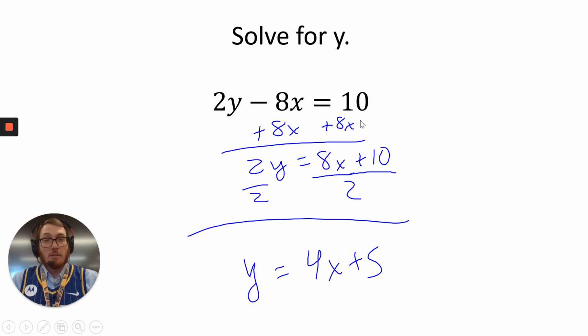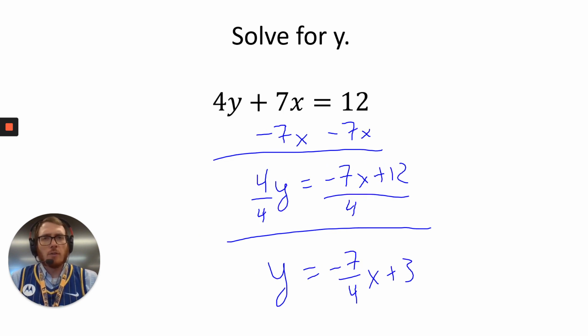I can't combine those two things because there's still this plus 10 here that doesn't have a variable. Then if I were to solve for y and get y by itself, I would have to divide by 2. And then that would be 8x divided by 2, which is 4x, and 10 divided by 2, which is plus 5. I have to basically distribute the divide by 2 in order to figure out the answer. So 8x divided by 2 and 10 divided by 2 will give me 4x plus 5 equals y.